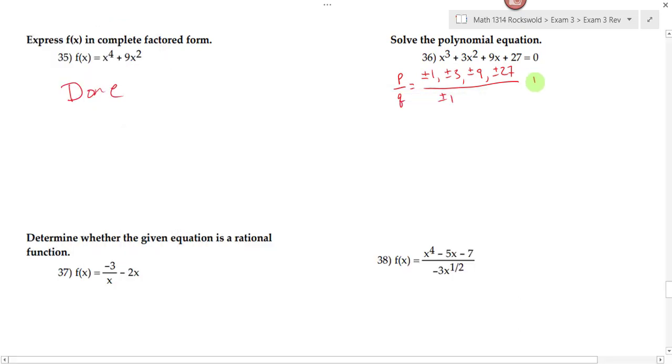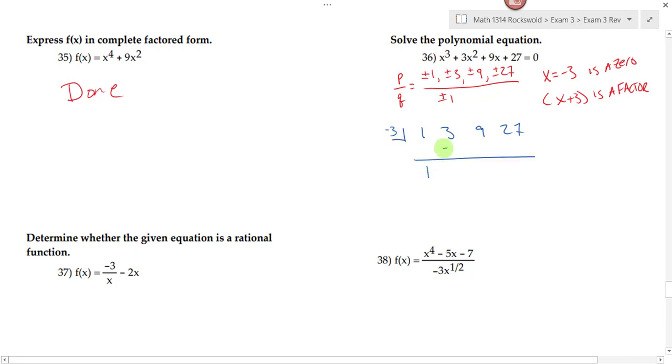So we have a root, or a real zero, at negative 3. So what's one of my factors? I can take this factor of x plus 3, and that'll give me a 0 at negative 3, and I can use synthetic division to work this cubic function down to a quadratic function. So my coefficients here are going to be 1, 3, 9, and 27.